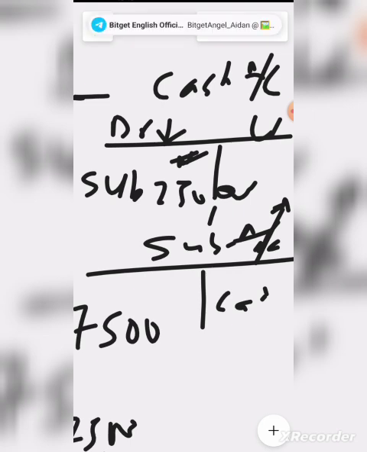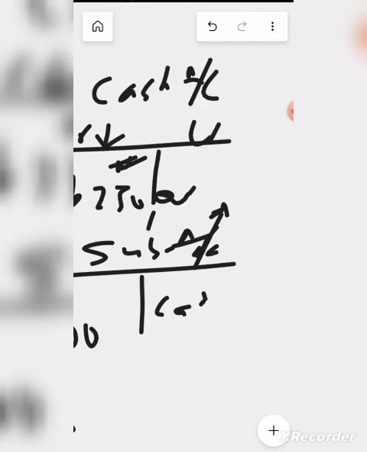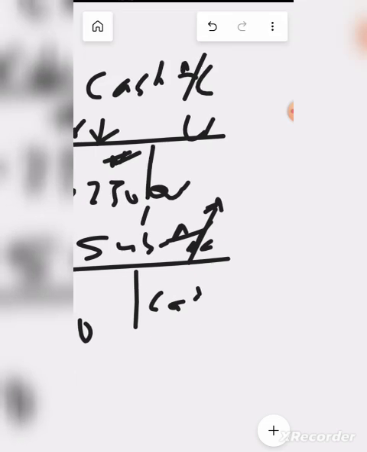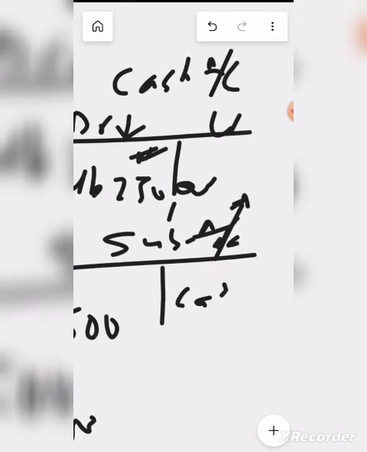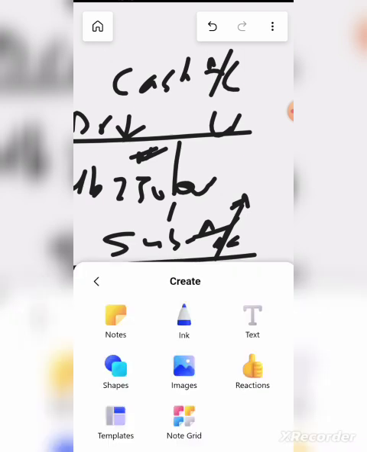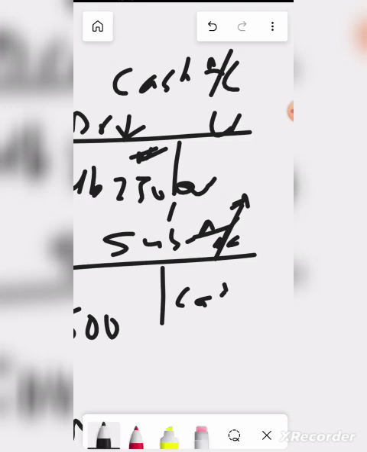So post the same equivalent amount of cash as 250,000. Okay, so that means we're able to fulfill the double entry principle by posting to the ledger. That is 250,000. That will be 150,000. Okay, on the credit side, this is the credit side.